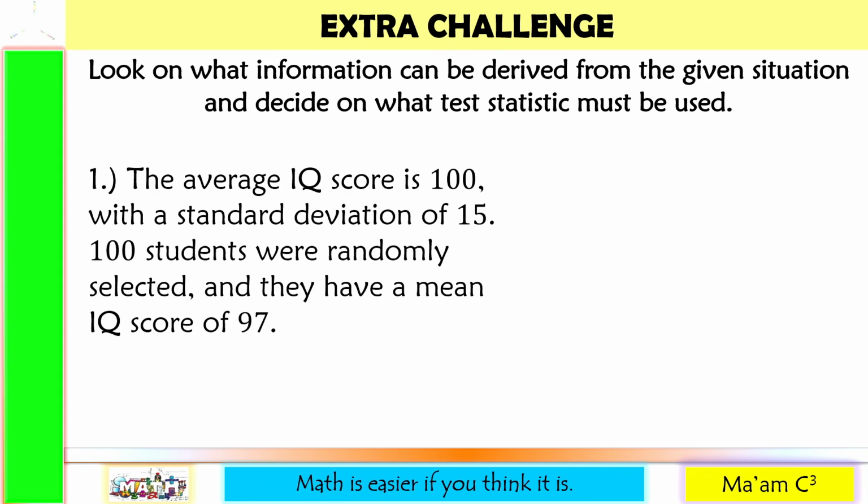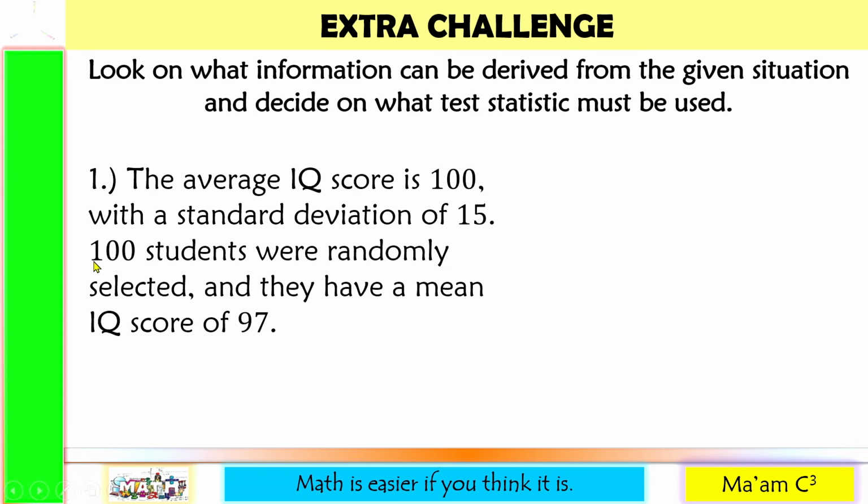The average IQ score is 100 with a standard deviation of 15. 100 students were randomly selected and they have a mean IQ score of 97. Let me share with you my technique. The first thing that I look for is the sample size, followed by anything that pertains to the sample. Then, the rest is for the population.